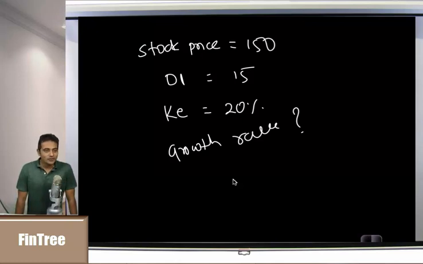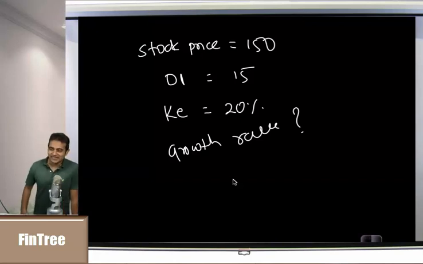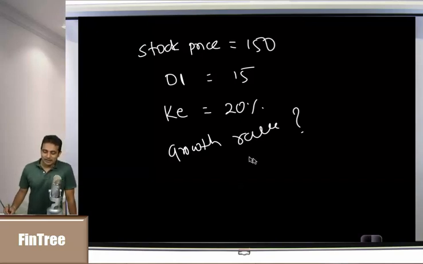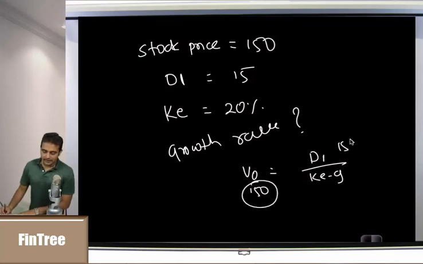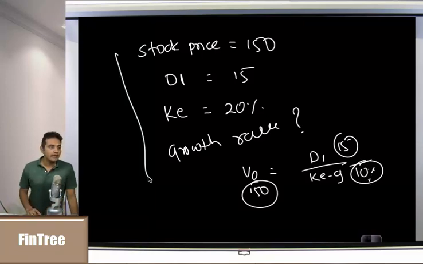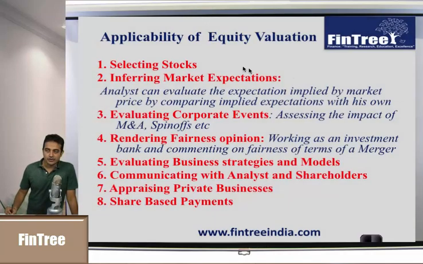You don't need a calculator for this. It has to be 10%. So you would say valuation at time 0 is D1 divided by K minus G. Now since this is 150, since this is 15, this has to be 10%. And since this is 10%, growth rate has to be 10%. So these are the type of calculations you might see on the exam, if at all they decide to test, which is inferring market expectations. Are we fine here?